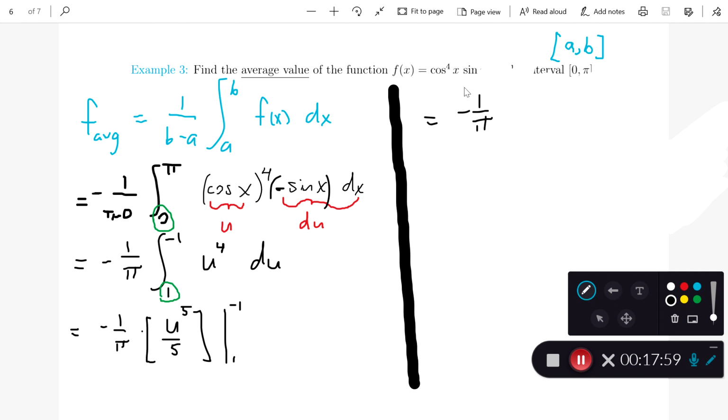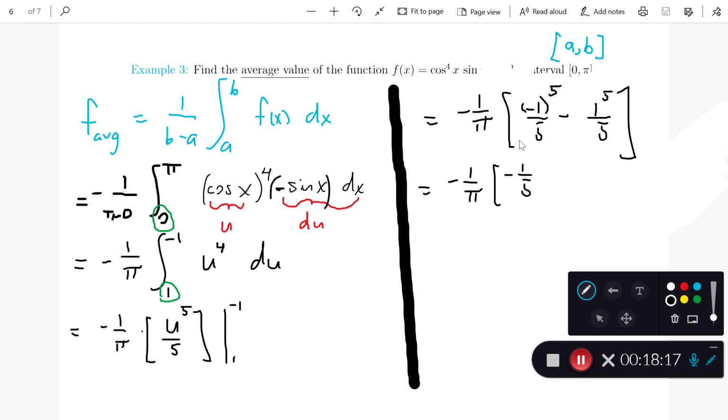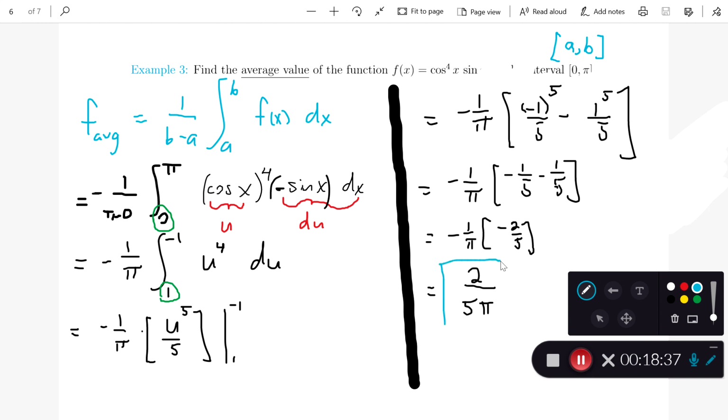So this is negative 1 over pi. So negative 1 to the fifth over 5 minus 1 to the fifth over 5. So this is just negative 1/5 minus a fifth. So it's negative 2/5. So negative times negative is a positive, so we get 2 over 5 pi. And that's our answer there.